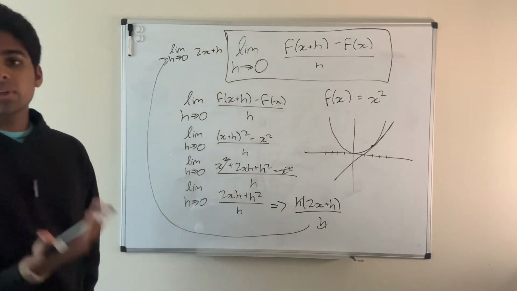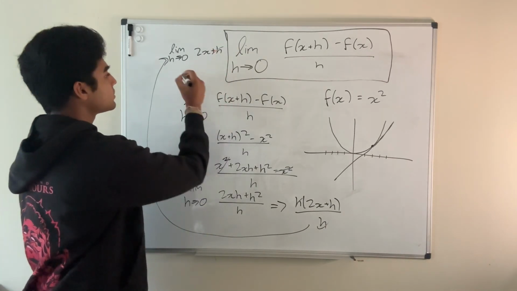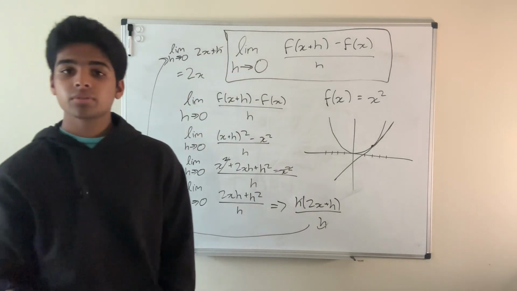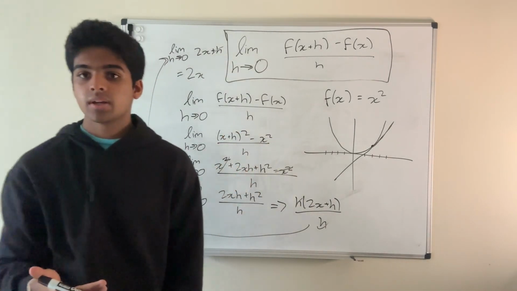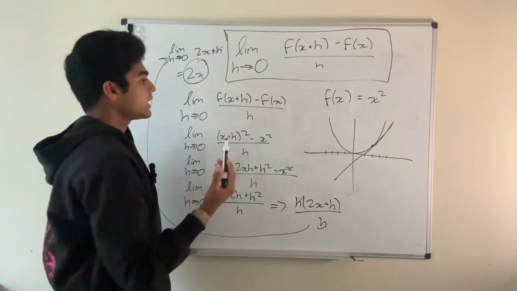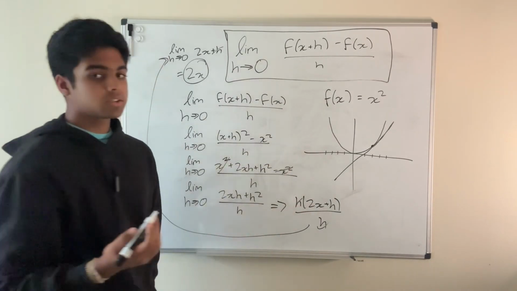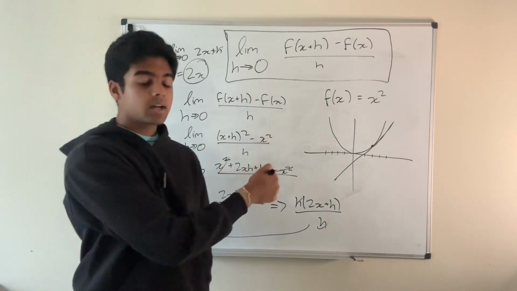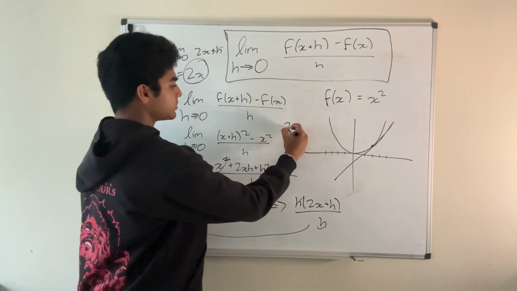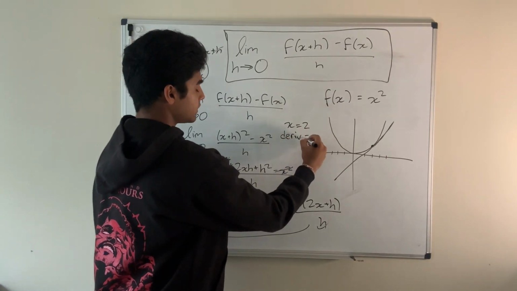And again, we can just directly substitute right here. So this h is just going to become 0, and that becomes 2x. So now if we wanted to say what is the derivative of the entire function x squared, we would say the derivative of x squared is 2x. And if you remember, when we did the same thing with x equals 2, we got the derivative of x squared at x equals 2 to be 4, right? So at x equals 2, the derivative is 4.